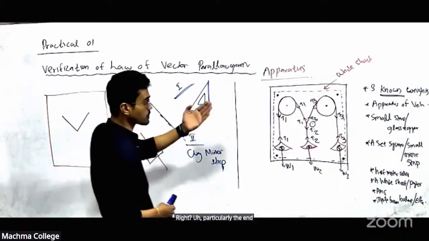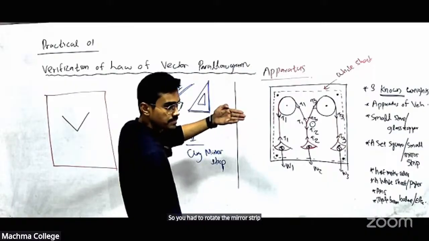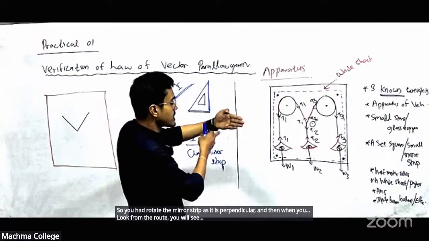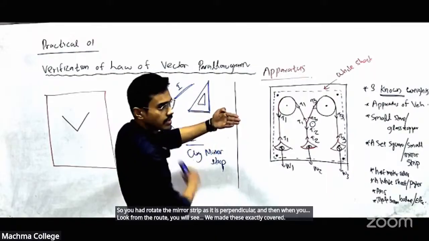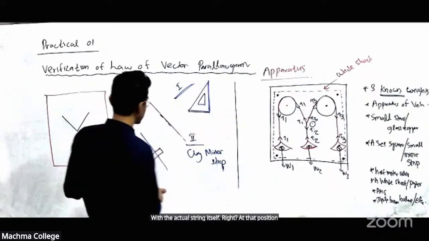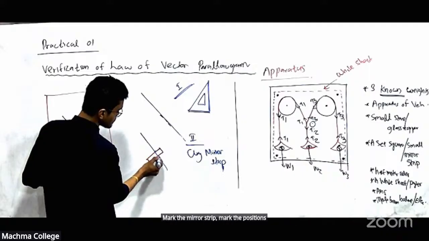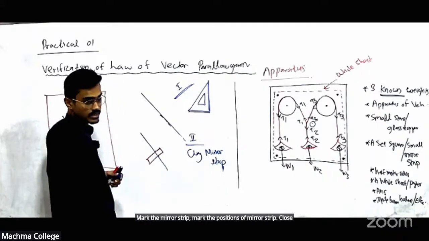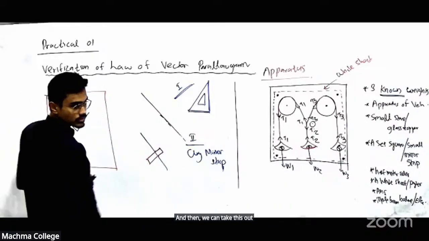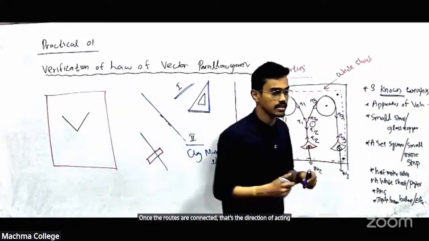If your mirror strip is not perpendicular, you won't see it. So you have to rotate the mirror strip so that it is perpendicular. And then when you look from the top, you will see the image is exactly covered with the actual string itself, right? At that position, mark the positions of the mirror strip close to the string like this. And then we can take this out and connect these 2 dots. Once the dots are connected, that's the direction of the acting line of T1, right?